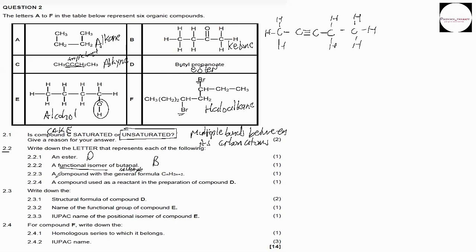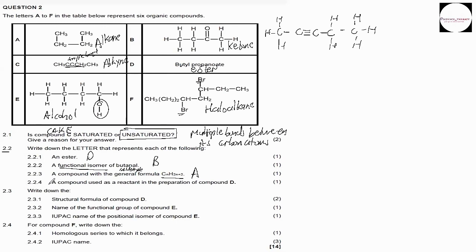So our solution is just B. Now 2.2.3 says a compound with the general formula CnH2n+2. We know that this is the general formula for the alkane. Do we have an alkane here? Yes, we do. It's in A. So you see how easy it becomes when you have first analyzed.